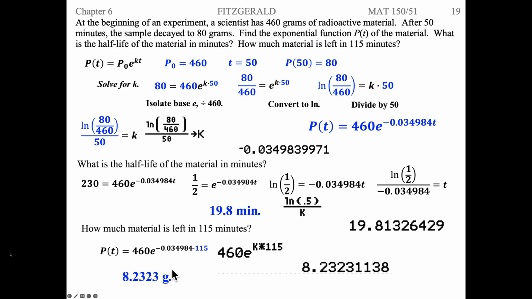And we'll call that in grams, or we'll round it to wherever the directions tell us to round it. And that concludes this section.